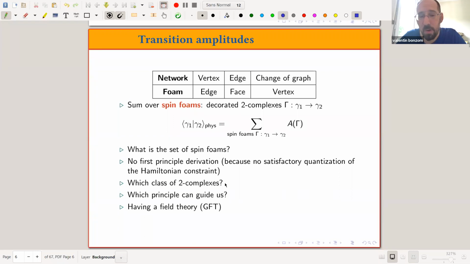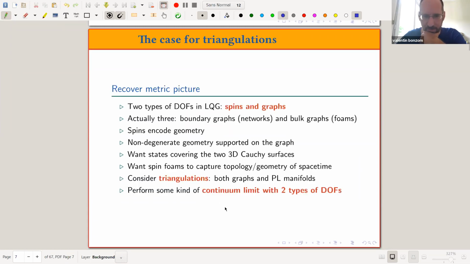So then you might ask, well, okay, maybe there's some principle that can guide us. And one of them could be having a field theory, which is the case for group field theory. Now, I will give you another argument, and I will try to make the case for triangulations. And for me, an important aspect, I think, is to recover the metric picture in some limit.